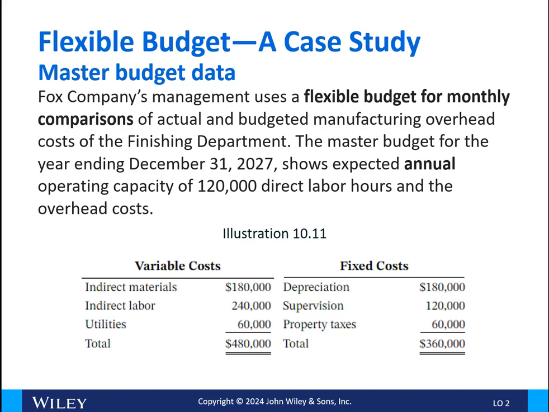So, Fox Company, we use a flexible budget for monthly comparisons of actual and budgeted manufacturing overhead costs in the finishing department. The master budget for the year ended December 31st, 2027 shows expected annual operating capacity of 120,000 direct labor hours and the following overhead costs. So we have our variable and our fixed costs. We are going to use 120,000 direct labor hours as our activity, and we're going to create a flexible budget.